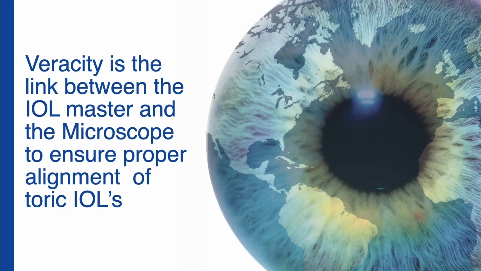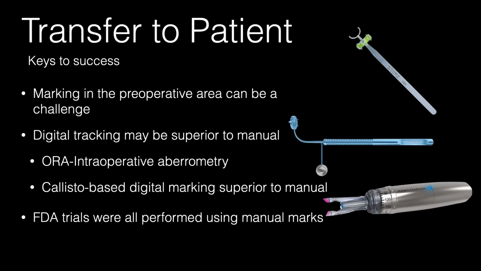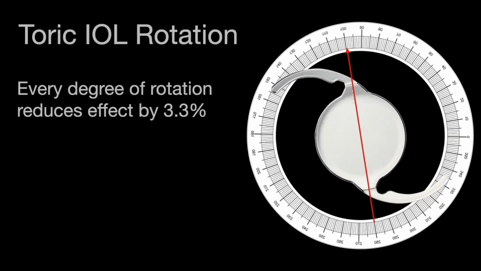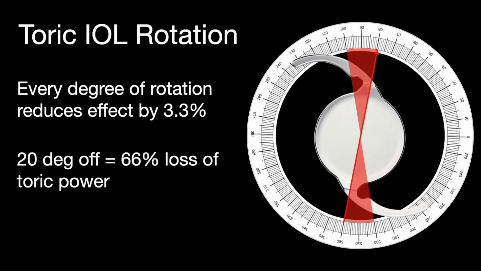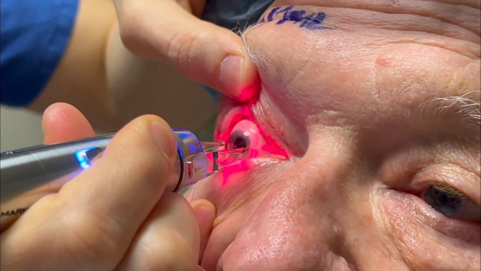Now, when it comes to a toric IOL, Veracity is also the link. It's the link between the office and the microscope to help ensure proper toric alignment. Now, proper toric alignment used to be done all manually using a series of fancy markers, and I'll show you some of those, but it was basically a manual thing, and you can be off. And every degree of rotation decreases the power of the toric IOL by 3.3%. So 20 degrees off, and you've lost almost 2/3 of your toric power. So accuracy really is important.